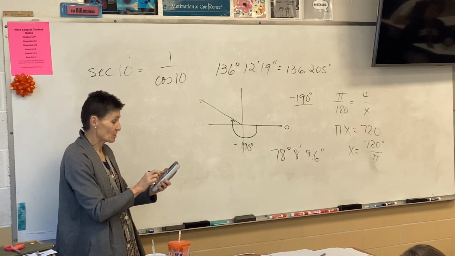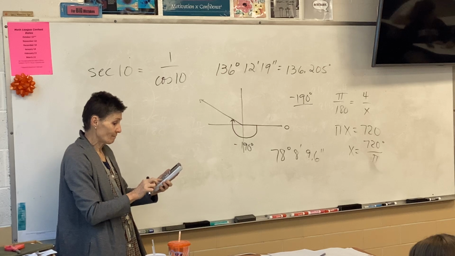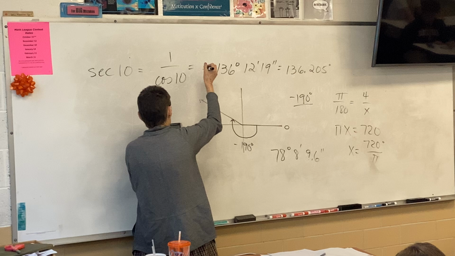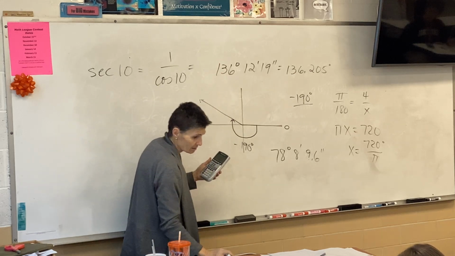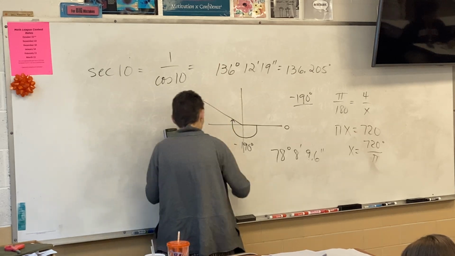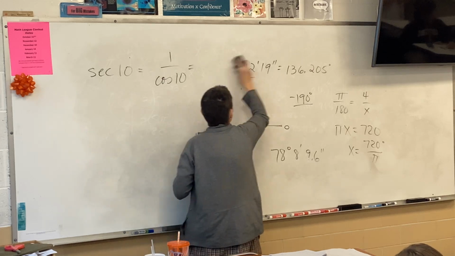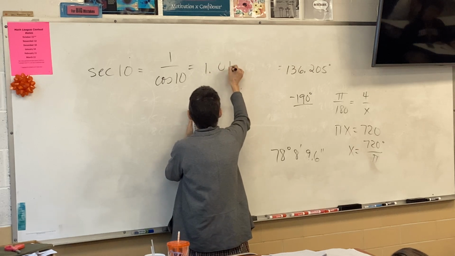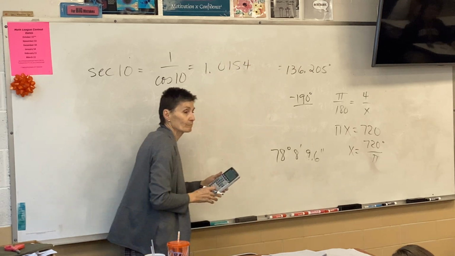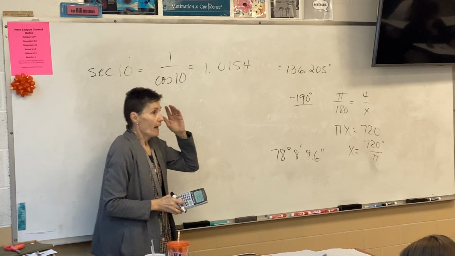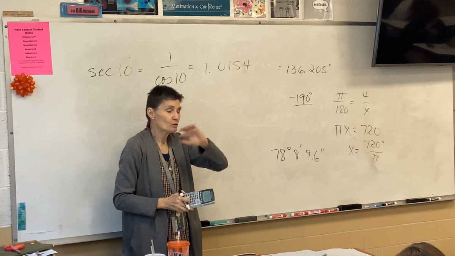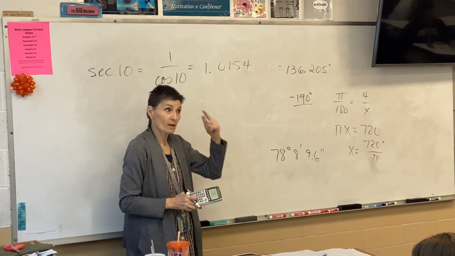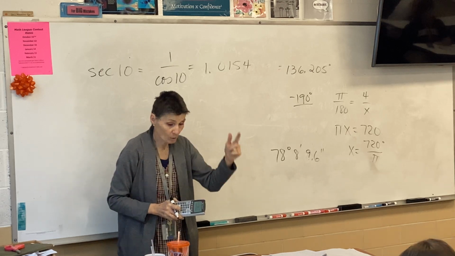So here we go. I'm going to make sure I'm in degrees. 1 divided by cosine 10. We're rounding to 4 decimal places, so you should get 1.0154. Yep. How do you type a secant? 1 divided by cosine. So you have to know that. It's on your sheet, memorize it.